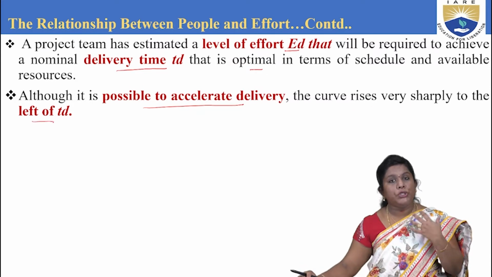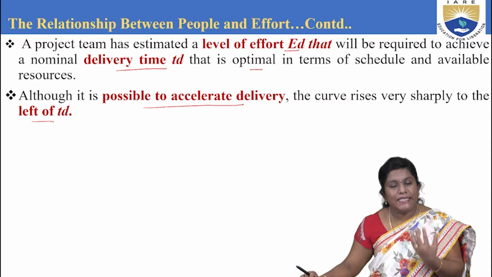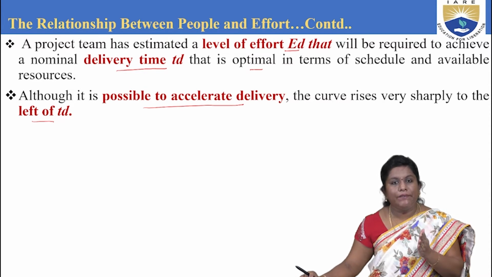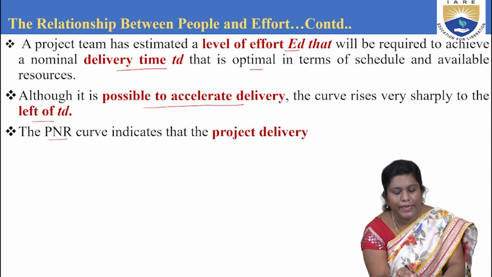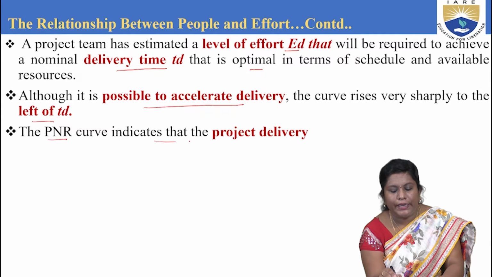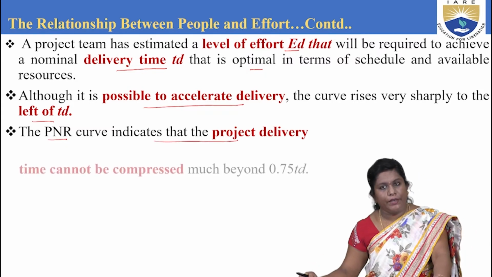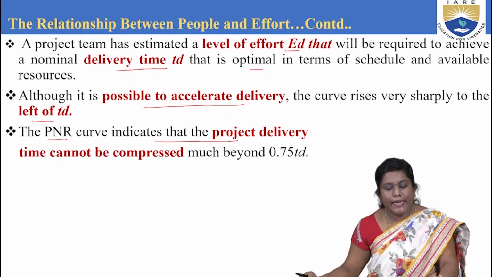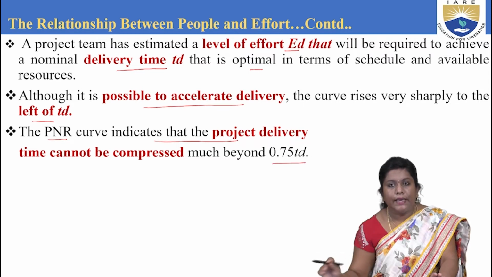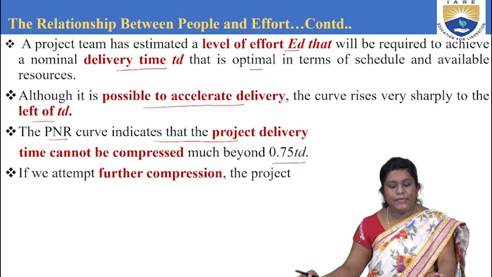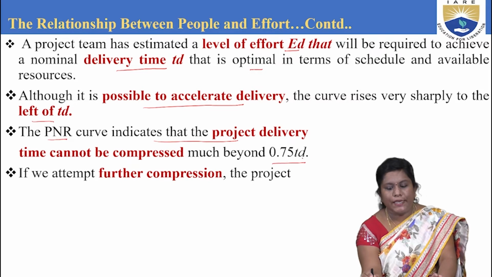So if you want to deliver it at a faster pace, the TD value is trying to get adjusted towards the left side. And there are some things this PNR curve is trying to indicate for the project delivery. It says that if you are trying to compress much beyond this, you can go up to 0.75 TD, as mentioned; the curve can go up to there.